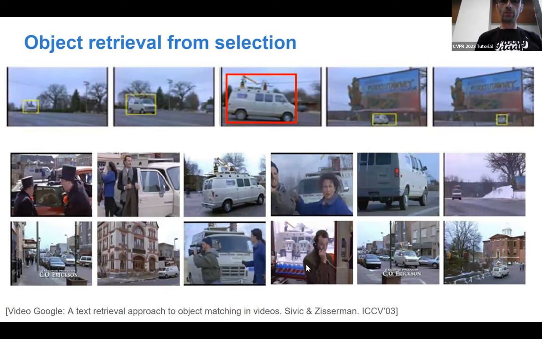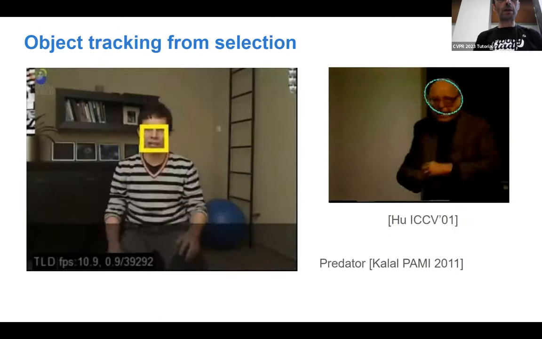I don't know if people see my mouse here, but you see that the van here is at the back in the scene. So it's been retrieved. So very powerful, very neat work.